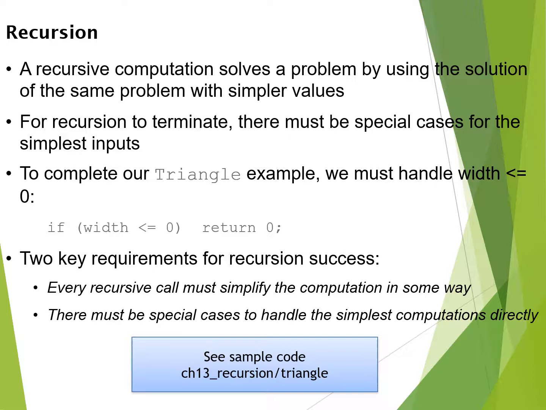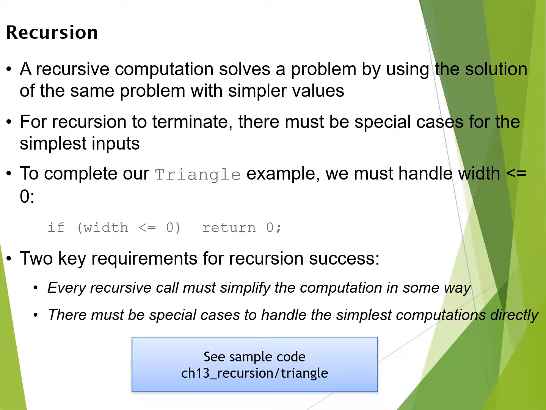In the triangle example that we saw, we can also handle an exceptional case in which the width of the triangle is not positive. If the width is less than or equal to 0, you simply return 0. That's basically for handling the exceptions. And if we want to summarize the recursion process, we can say there are two big requirements for the success of a recursive method. First of all, every recursive call must simplify the computation in some way, or in other words, every recursive call must reduce the size of the problem.